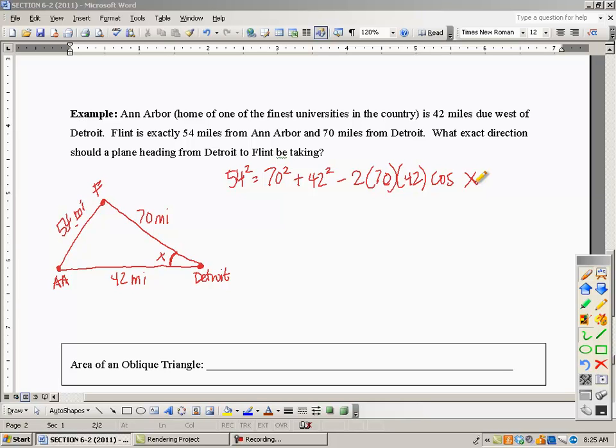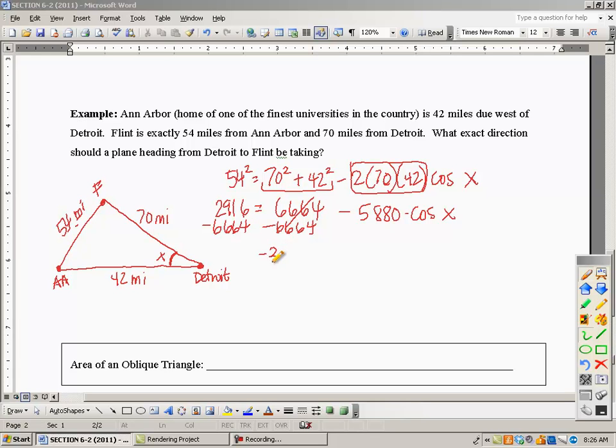All right, let's see. These are big numbers. So 54 squared is 2,916. When you do 70 squared plus 42 squared, you get 6,664. When you do 2 times 70 times 42, you get 5,880 times the cosine of x. Now again, don't forget, you cannot subtract 5,880 from 6,664 because the x is tied with that. So we're going to subtract 6,664 first.